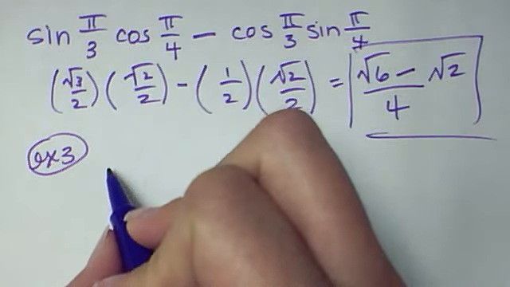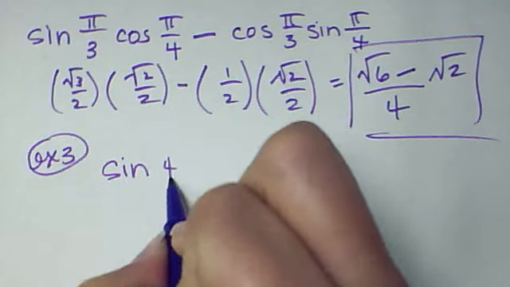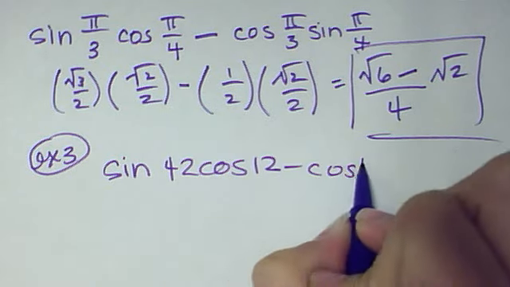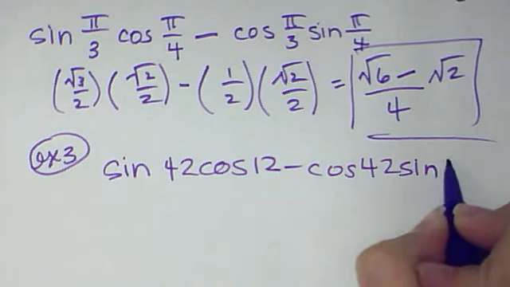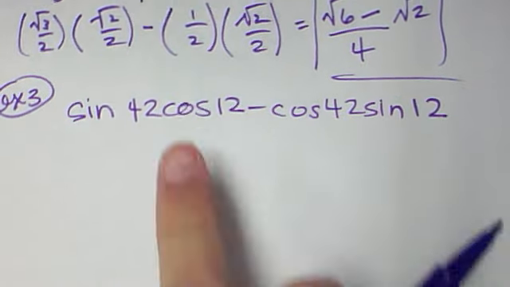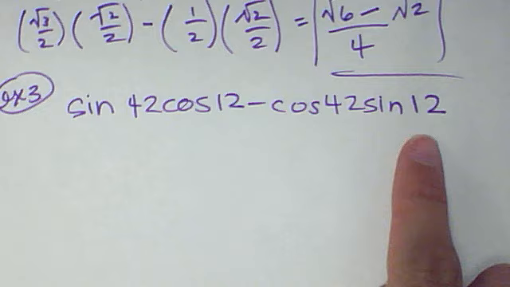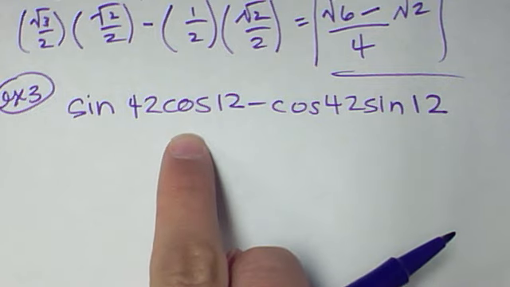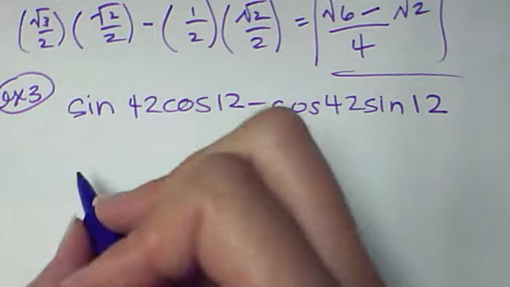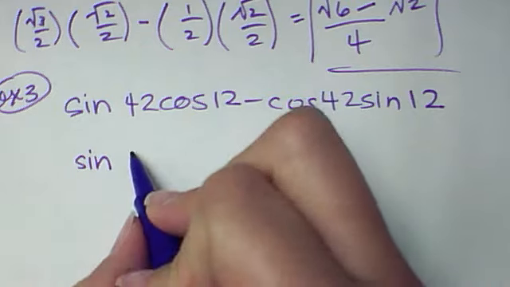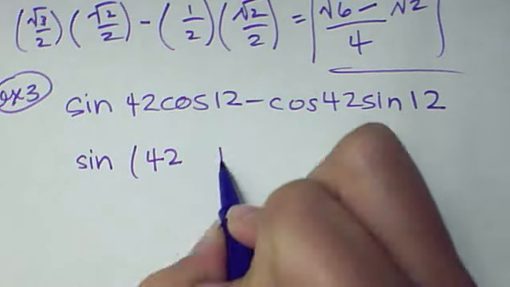Example 3, going the other way. So if I was given something like this, sine of 42 cosine of 12 minus cosine of 42 sine of 12. The reason I say this is going the other way is this is starting out with several different pieces instead of just one. This would be the second side of the equation, and it has sine and cosine together in the first piece, which clues me into the fact that I'm using sine here and not cosine, because the cosine one starts out cosine, cosine. So I'm doing sine of 42, that's my u, and 12 is my v.